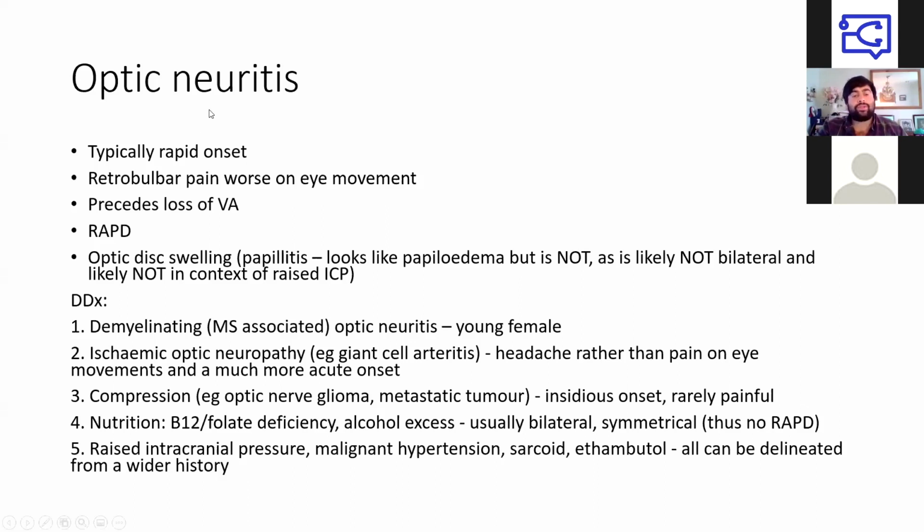And then the differential diagnosis for someone with optic neuritis. Again, we mentioned earlier, but in a young female, you will be thinking about multiple sclerosis causing demyelination. There's also ischemic optic neuropathy like GCA, giant cell arteritis. Because we're not going to talk about GCA in this lecture, the key thing to remember in GCA for SBAs is that it affects the elderly. So if you see someone aged 50, 40, it's not GCA. GCA affects people who are in their 70s, people who are in their 60s.